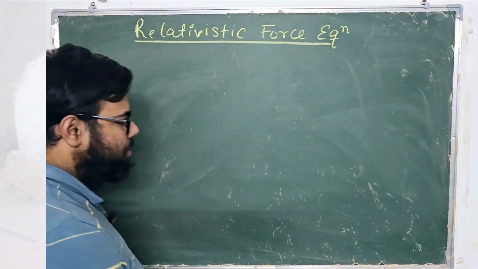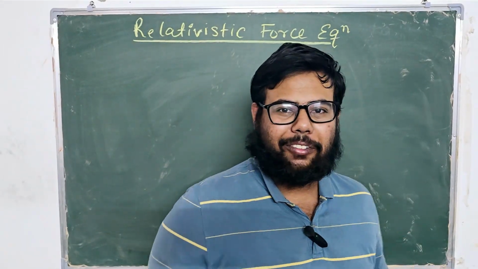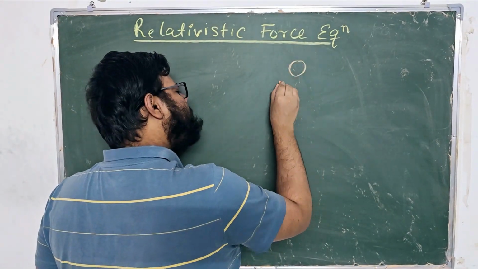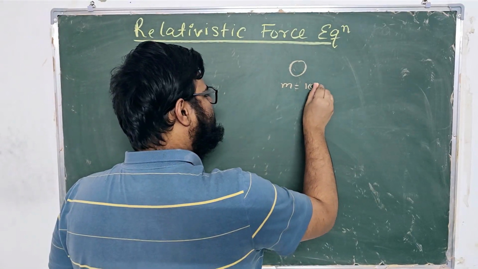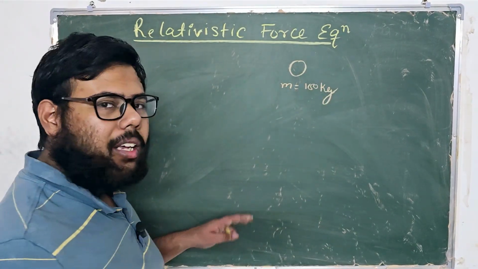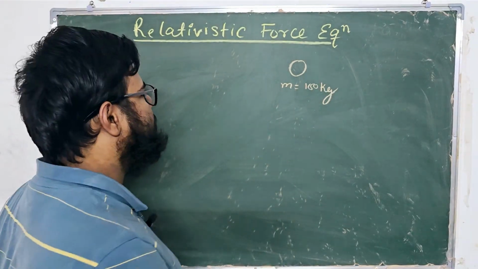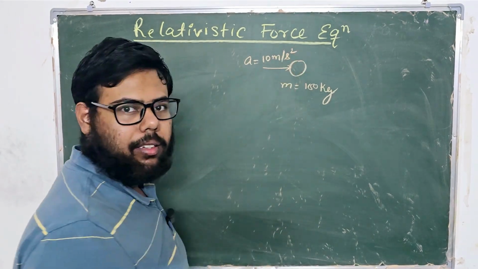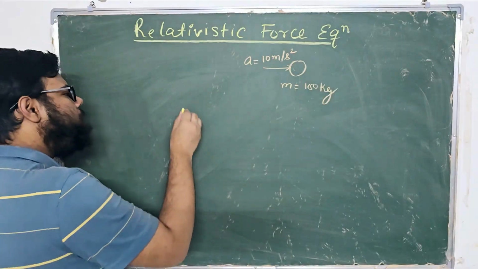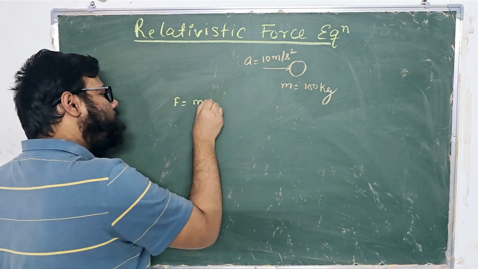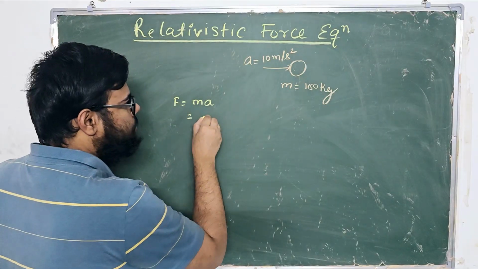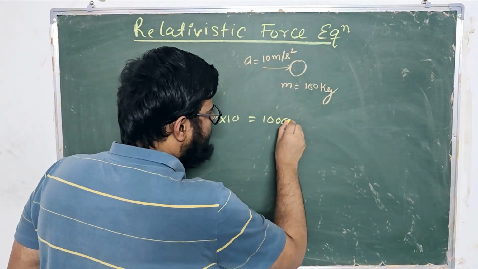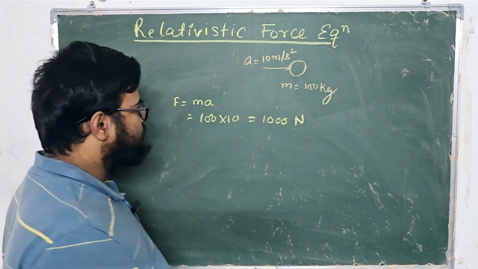Now let's start. So what is the use of this relativistic force term? Well, let me tell you. Suppose there is an object of mass 100 kg, and suppose you are giving it a constant acceleration of a = 10 meter per second square. So it basically means you are providing it a constant force according to F = ma, which is 1000 Newton, correct?